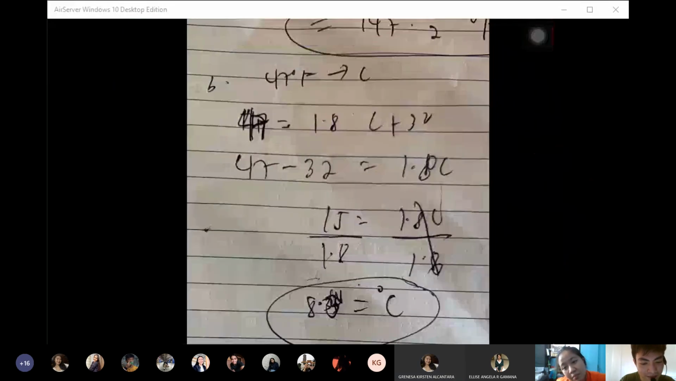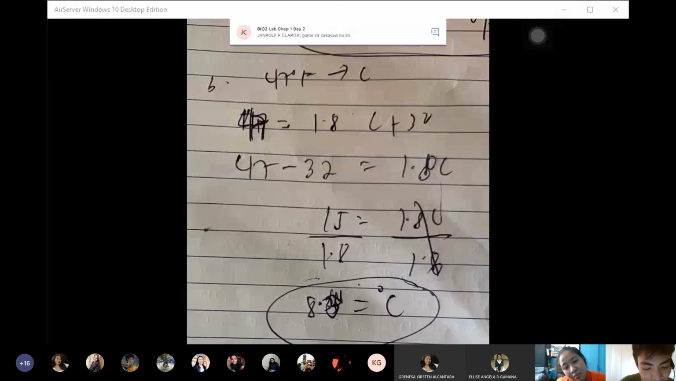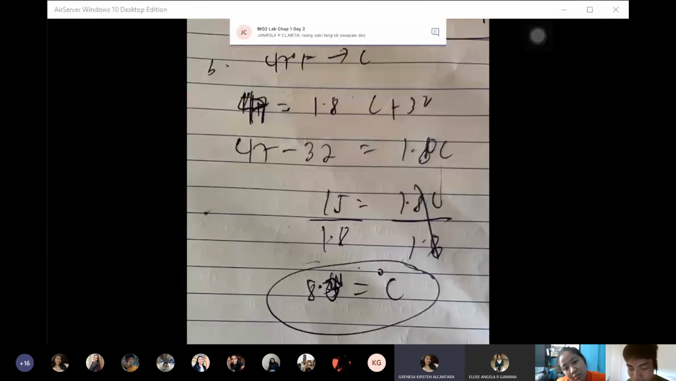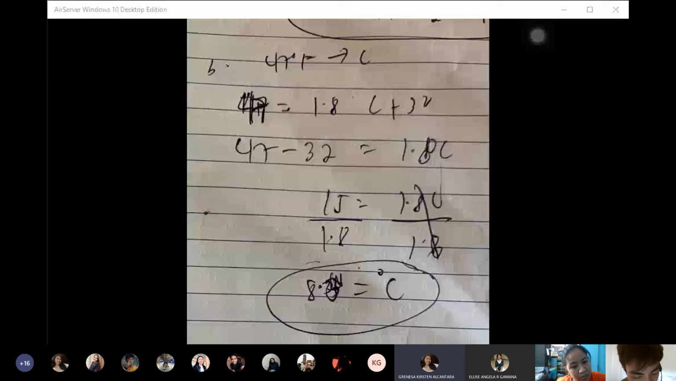So, 47 degrees Fahrenheit to Celsius. So, sige, kwentuhan niyo. Opo. Sige po. So, yung ginamit ko po yung Fahrenheit to Celsius. 47 equals 1.8 Celsius plus 32. Sige, sige. Tapos next nag-solve po. 4 Celsius ka, no? Opo. Sige. So, okay lang yan. 47 minus 32 equals 1.8 degrees Celsius. And 47 minus 32 is equals to 15.